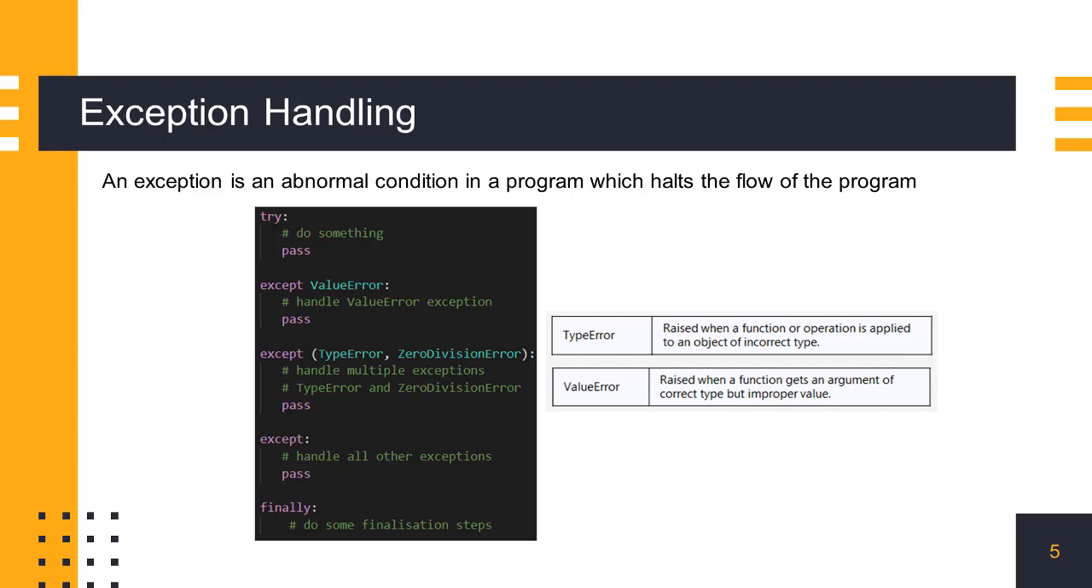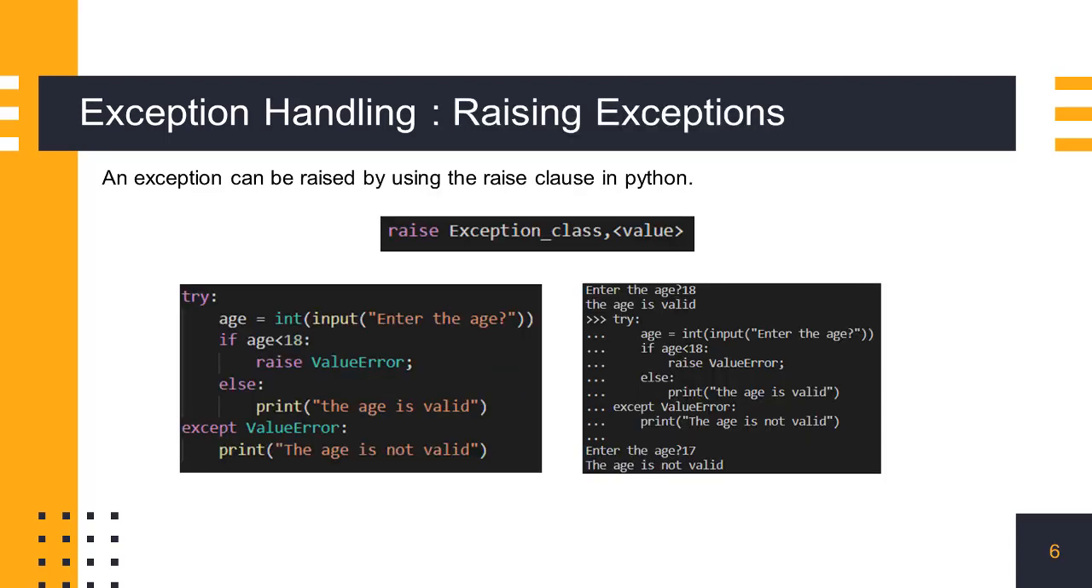We write the code which is likely to produce an error inside the try block and catch any errors produced in the except block. We can also raise an exception in our program to indicate to the user some erroneous operation by using the raise exception clause. Here in the example code, we can see that if the age entered by the user is below 18, then the program raises an error and indicates to the user to enter the correct age instead of stopping due to the error.